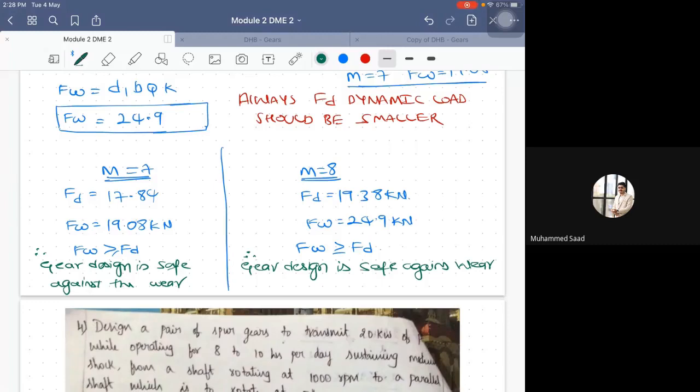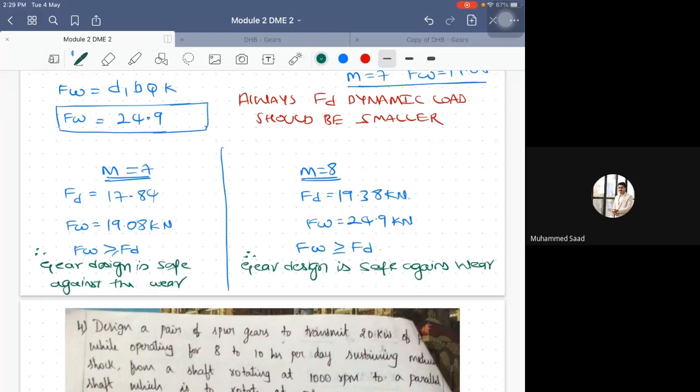If you write this particular sentence, if you prove that your dynamic load is less than your wear load, you will get 20 marks straight away. Getting my point? And what if your wear load is lesser than the dynamic load? What do you have to do according to you? If we encounter such situations, I will give you the solution.